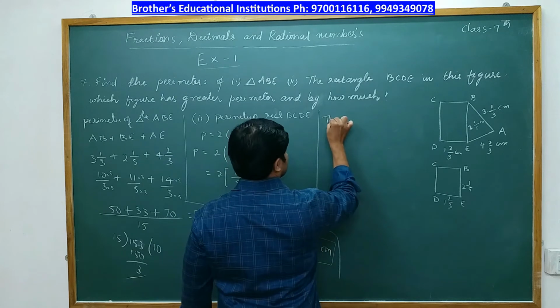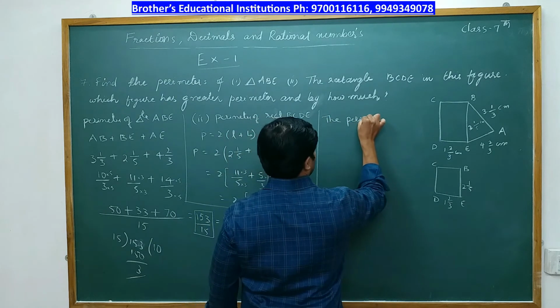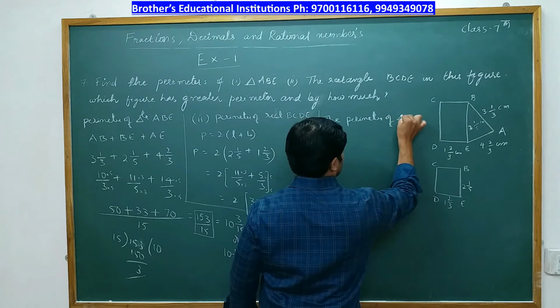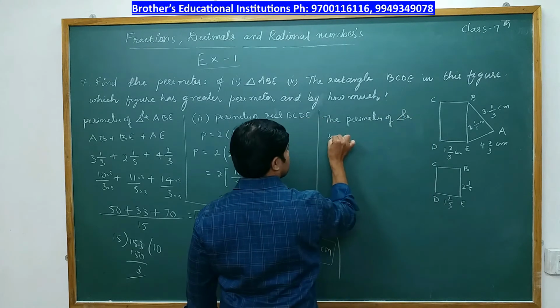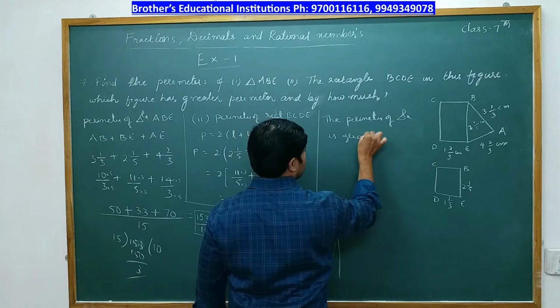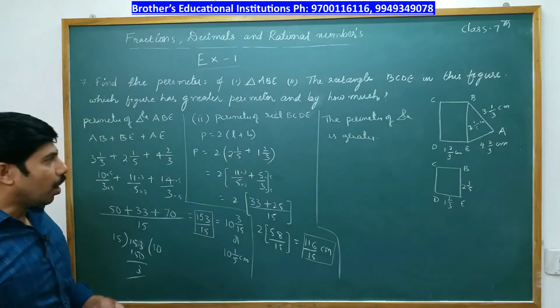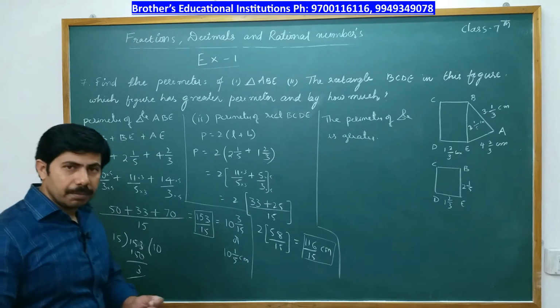See, the perimeter of the triangle is greater. Then after that he is asking one more question, by how much? By how much is it greater? So how do we find by how much?